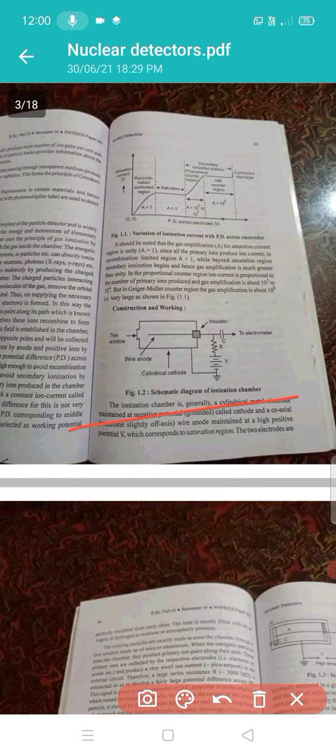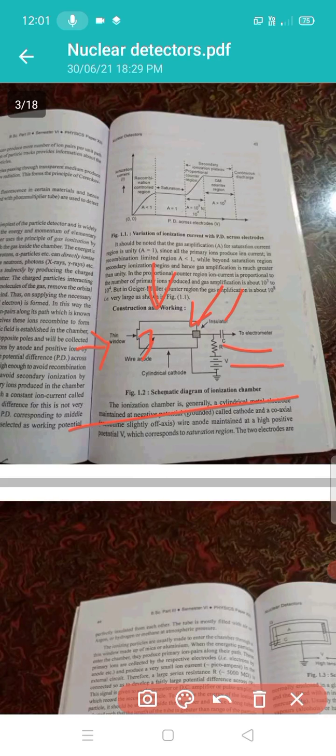It consists of a thin window through which the radiation will be incident on a cylindrical tube. This is the cylindrical tube, and here is the thin window through which the radiations will be incident inside. This wire works as an anode, and here is the insulator. Then this is the capacitor, then the load resistor, and this is the applied voltage.